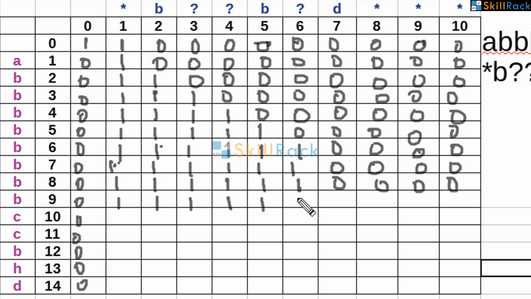Question mark, yes it can match and the previous is 1. D and B, can it match? No, it is 0. So similarly all the asterisks will be 0. Now coming to C, asterisk, yes it can match and the top is 1. So it is 1 here.